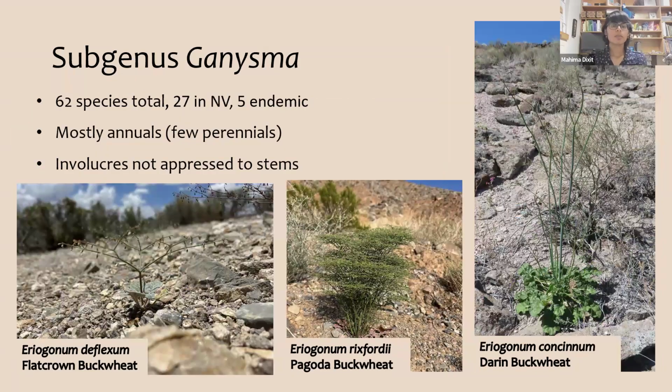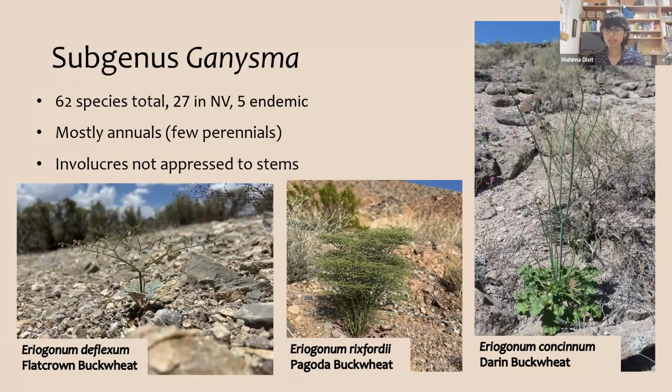Last but not least, the fourth subgenus represented in Nevada is subgenus Ganysma, which by no biases at all is my favorite subgenus. It is the second largest one with 62 species total, 27 of them found in the state of Nevada, 5 of them endemic to this state. They are mostly annual species with a few perennials.